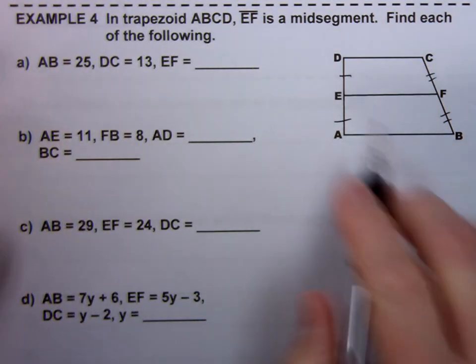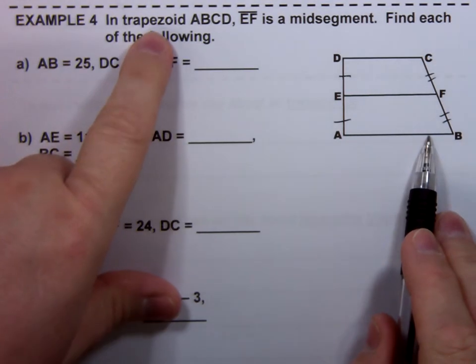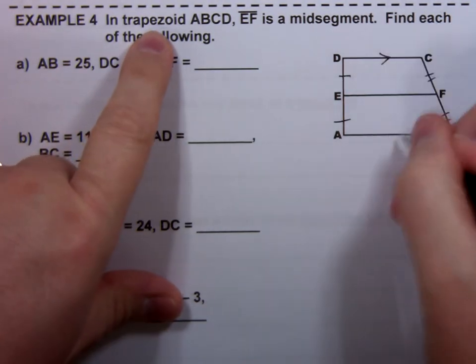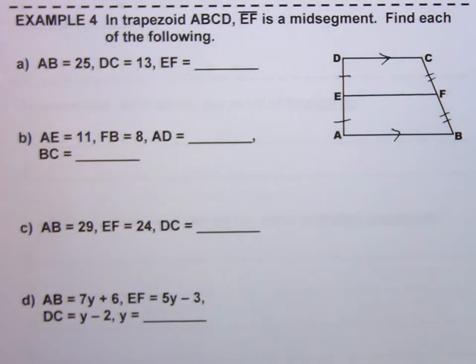And if these are the legs, then that means these have to be the bases. They told us it's a trapezoid, and in a trapezoid the bases have to be parallel. So there's the information I already know without anything else yet. Now I want to use pencil to label because we got different problems using the same picture, so I want to be able to erase after I've done one problem.